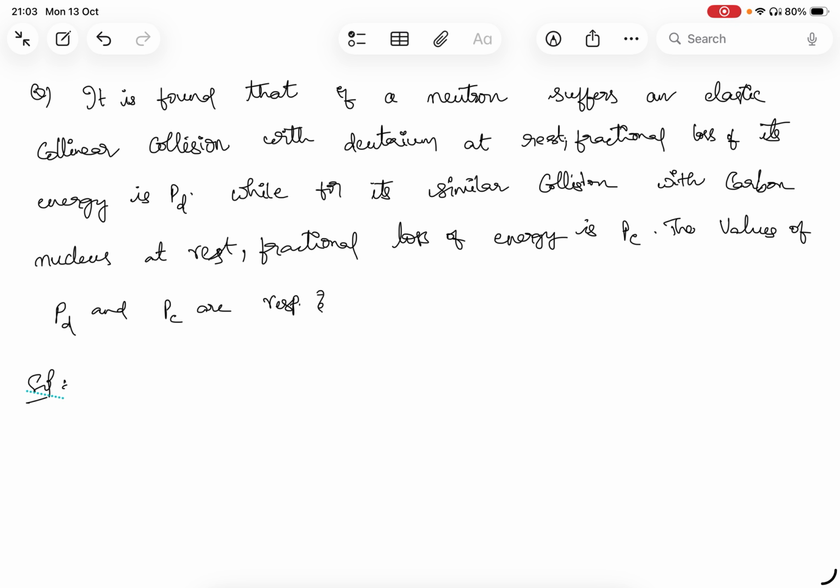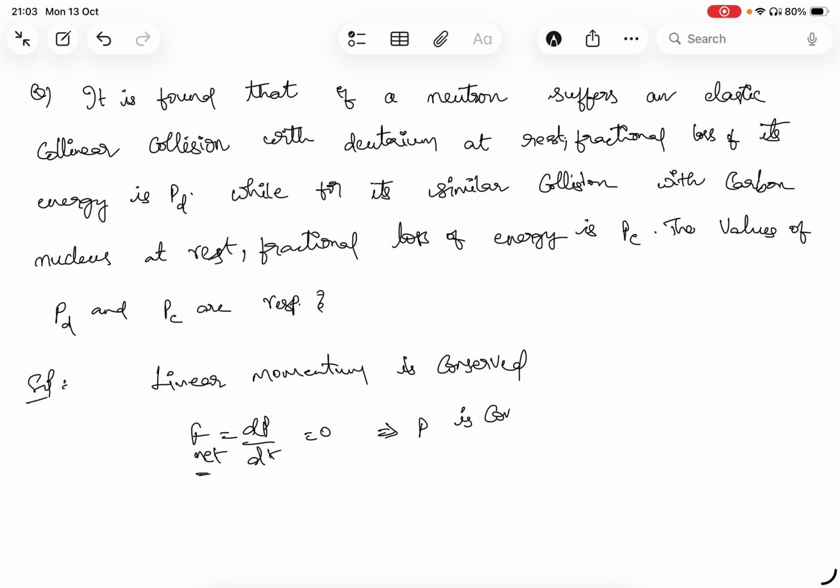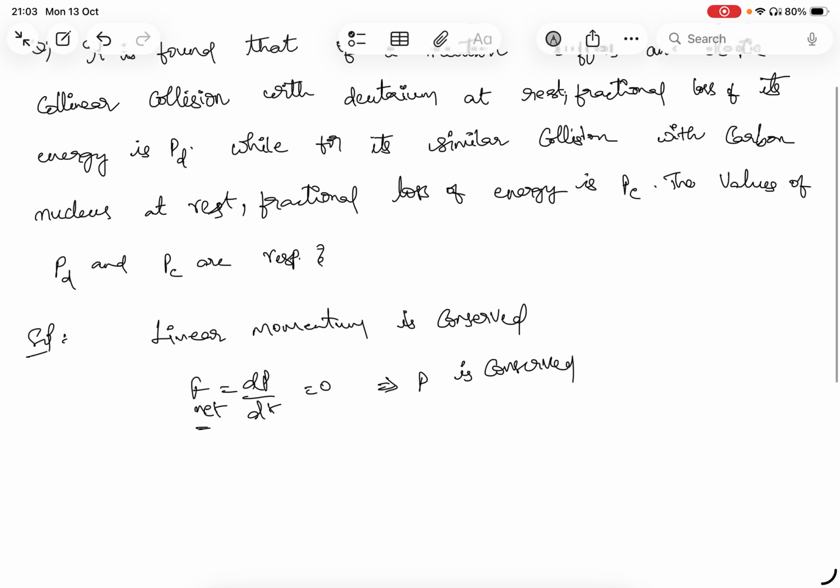As you can see, it is given that the collision is collinear, that means it lies along a line, right? Because there is no force acting on it, linear momentum is conserved. F is dp by dt, so if there is no net external force acting on it, then this is zero. That means momentum is conserved.